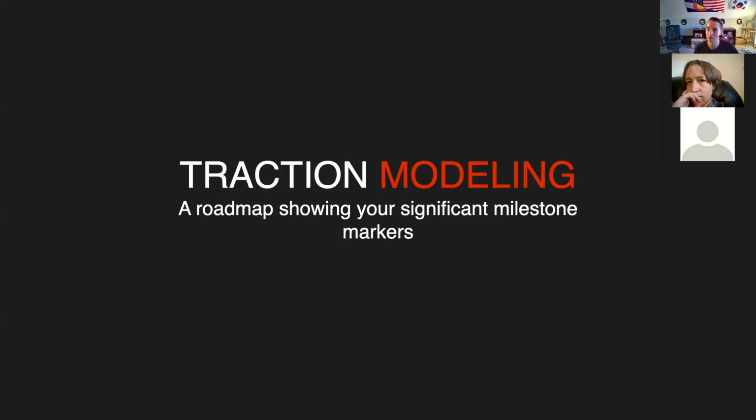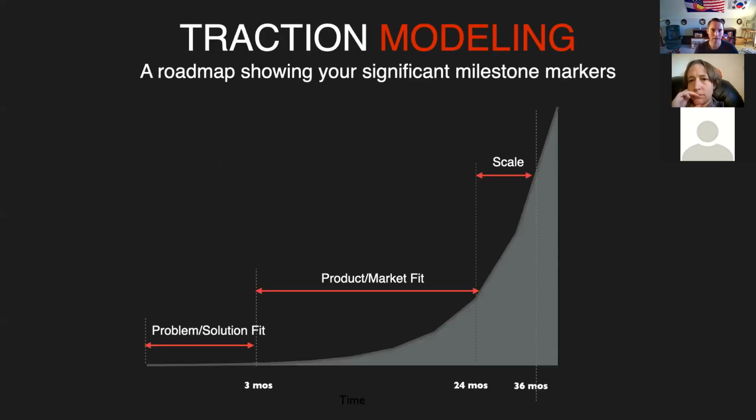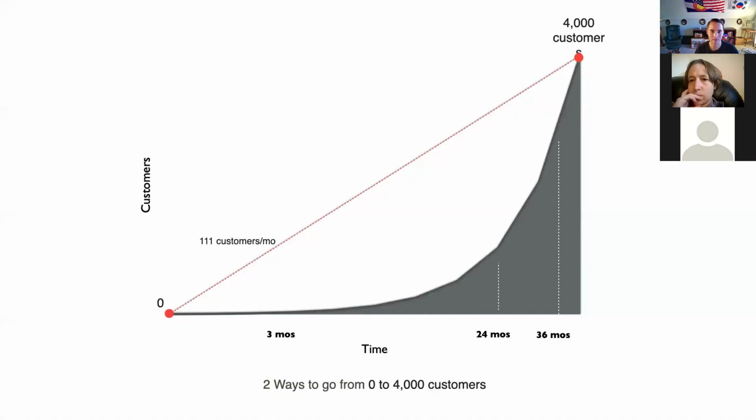I'm not about to show you anything you haven't seen before, but really a traction roadmap shows your significant milestone markers, and it helps investors, stakeholders, bosses, executives see what your next goal is. Not just what the end goal is, what's your next goal? So you could think about it in 2 ways. It's either linear or kind of exponential here, right?